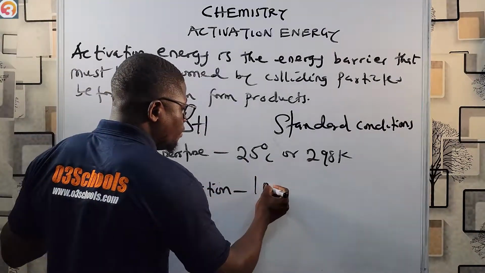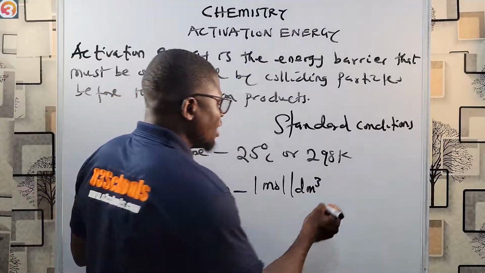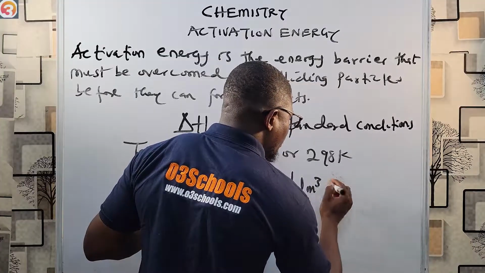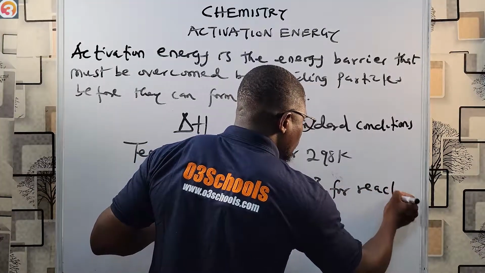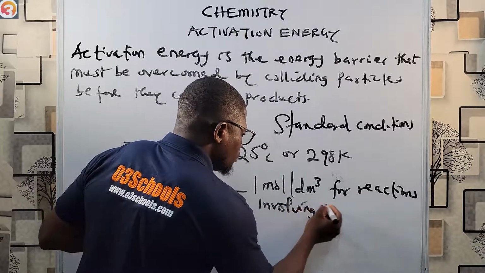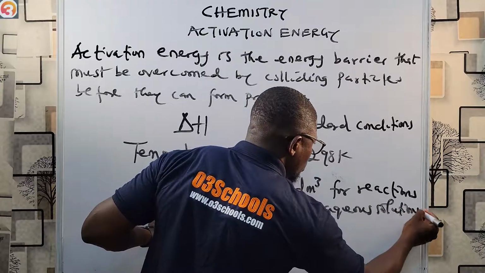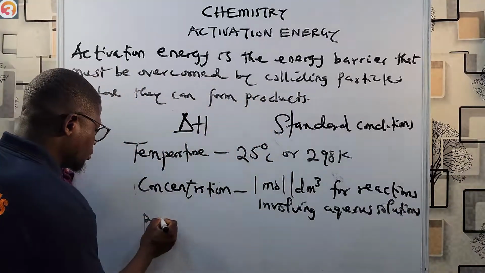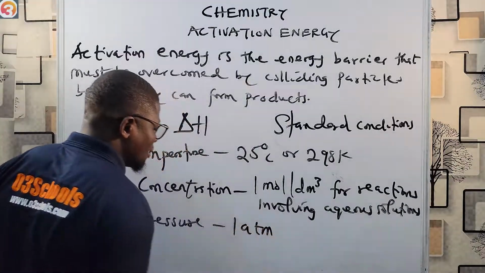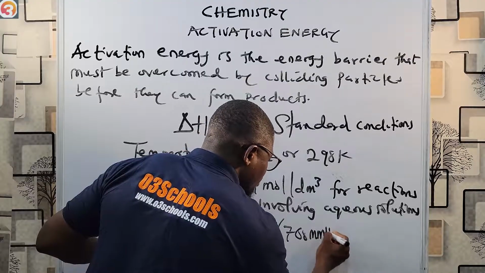Okay, that's 1 mole per dm³ for reactions involving aqueous solutions. And pressure is 1 atm, 1 atmospheric pressure, which is 760 millimeter mercury.